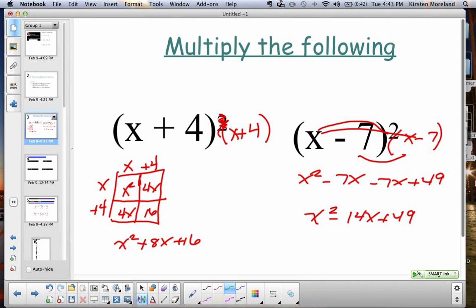Now I want you to look for a pattern here real quick. So this one had a 4. 2 times 4 is 8, and 4 squared is 16. So the middle term is really 2 times 4, and 16 is really 4 squared. Same with this one. The middle term was negative 7. This is really 2 times negative 7, and 49 is really negative 7 squared.